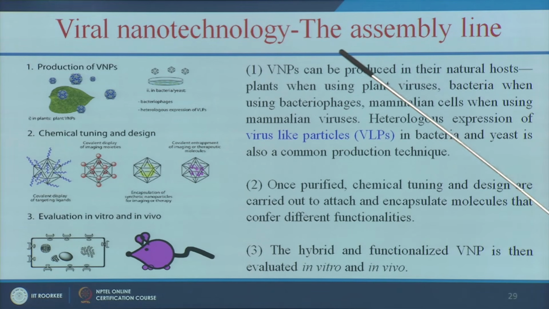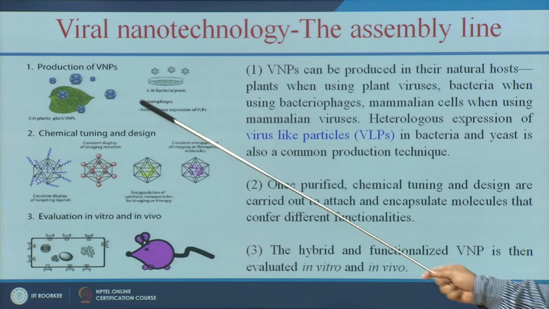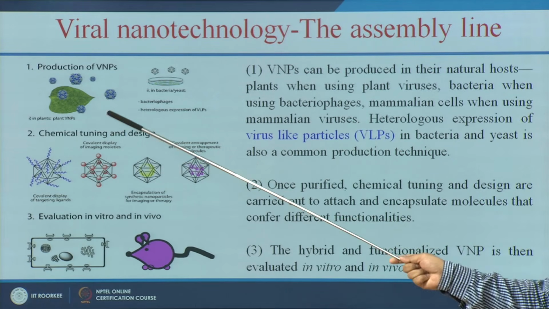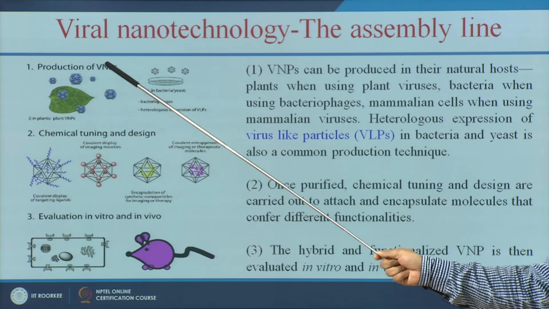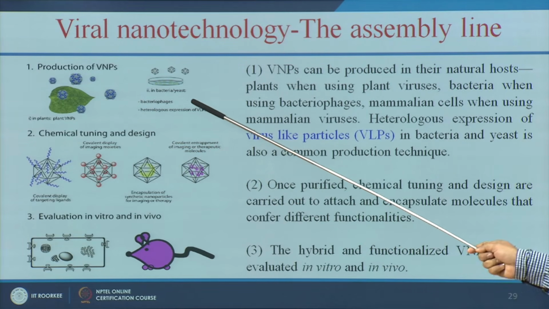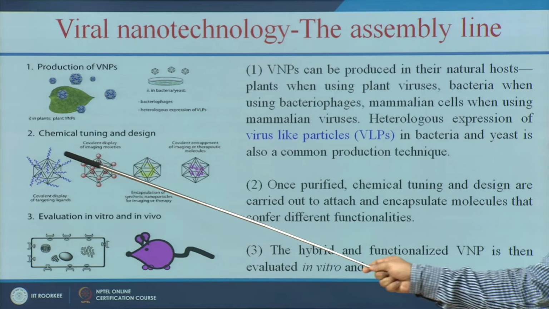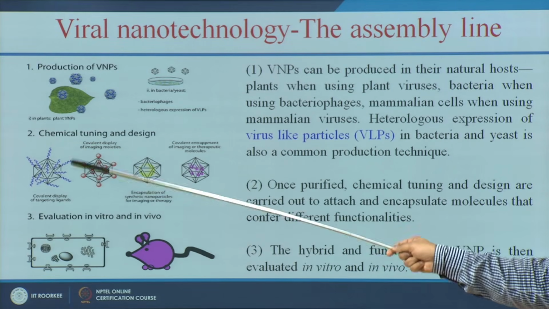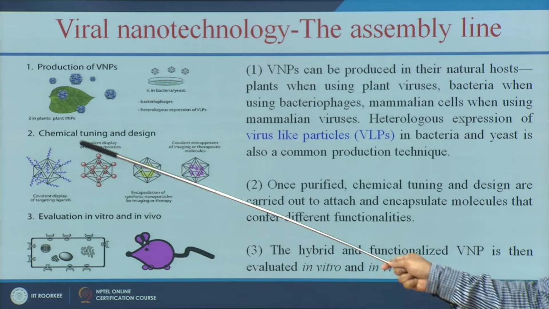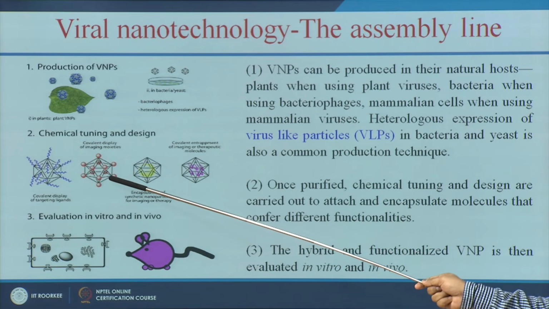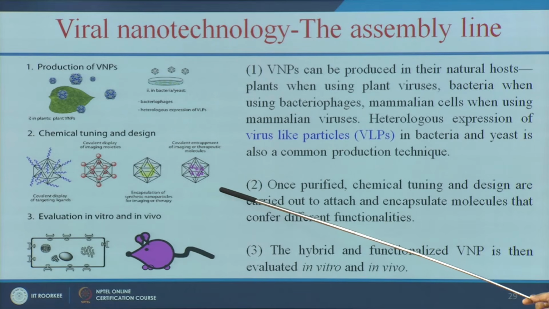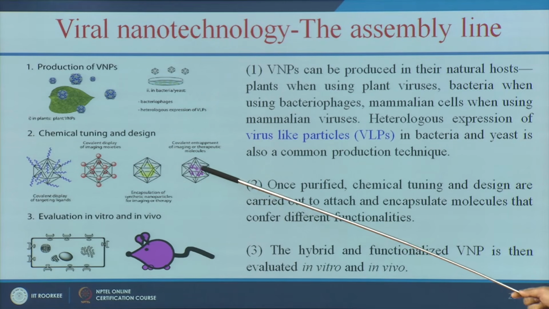So if you want to make the viral nanoparticle, the first step is you take the plant virus, add it to the plant leaf. So it is going to make millions of copies of plant virus, and purify the plant virus. Once you purify the plant virus, the second step is you have to chemically modify it. Okay. How do you modify that? You have to remove the nucleic acid from the plant virus, and you can put your therapeutic molecules, and also you can add some kind of ligand, so that it can go and specifically bind only to the cancer cell, not to the healthy cells.